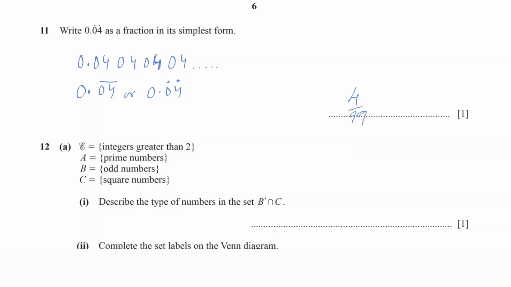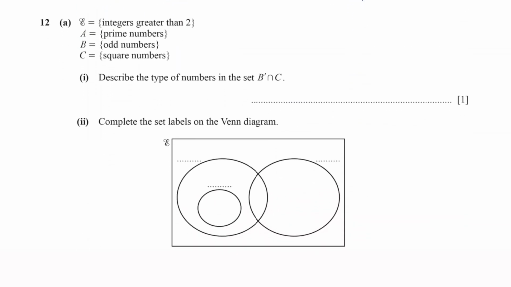Let's move. Question number 12. In the universal set, it is given integers that should be greater than 2. So any value should be greater than 2. In that universal set, A, B and C come out. For the value of A, prime numbers should be there. The least prime number is 2, but we don't have to take it because it is given in the universal set that values are greater than 2. So let's start from 3. 3 is a prime number, and 5, 7, 11, 13, 17 and so on.